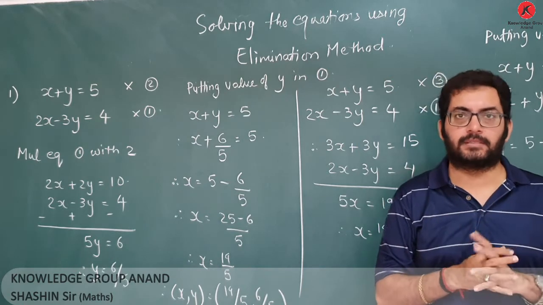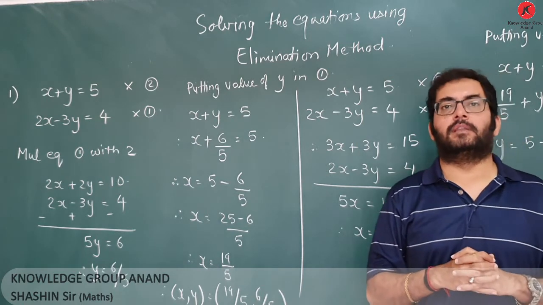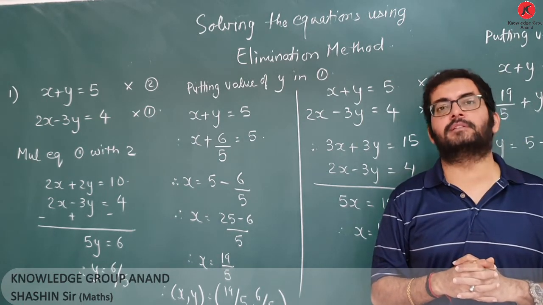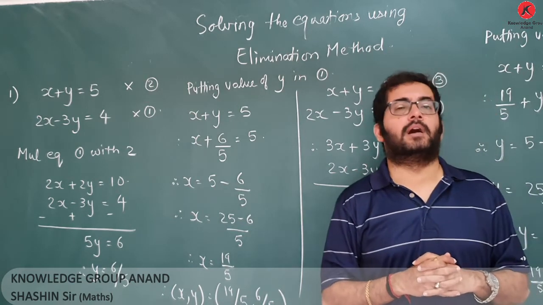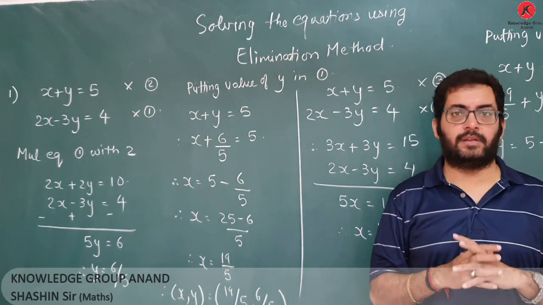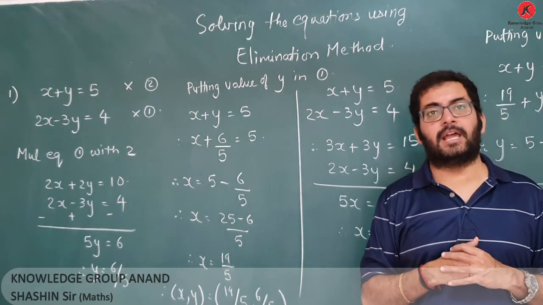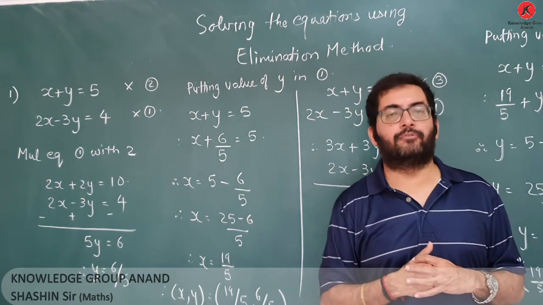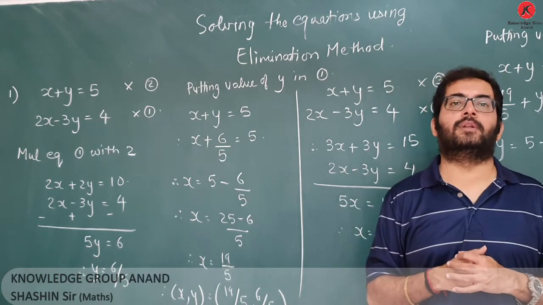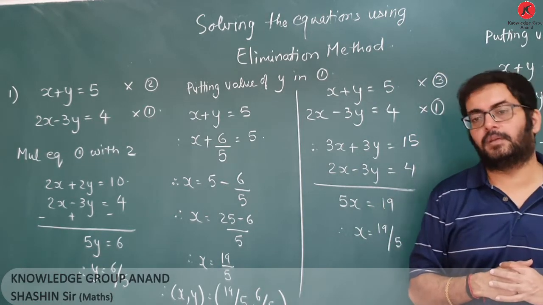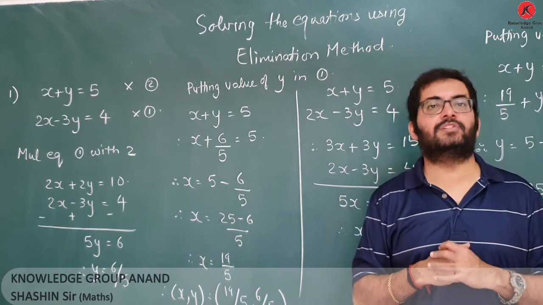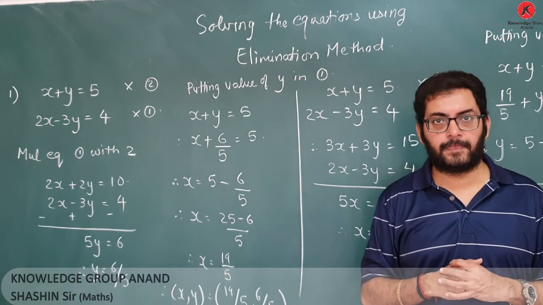Basically, there are 4 methods discussed in this chapter. The one method that we already discussed is the substitution method. Another graphical method we haven't discussed yet. Today we are going to discuss the elimination method. And the fourth method is commonly known as cross multiplication method. We will discuss each and every method in this chapter.